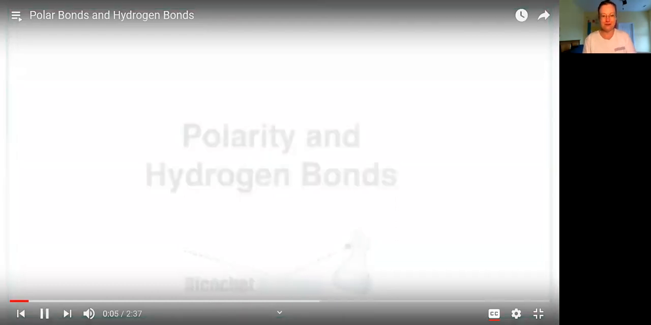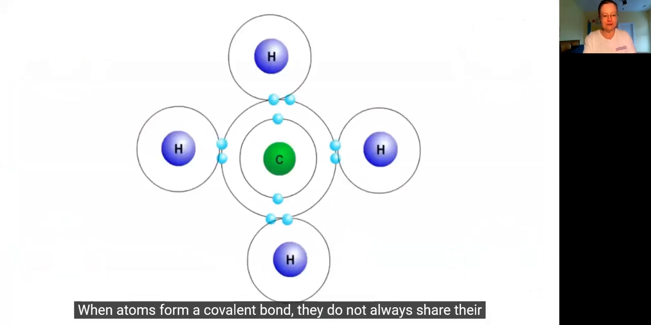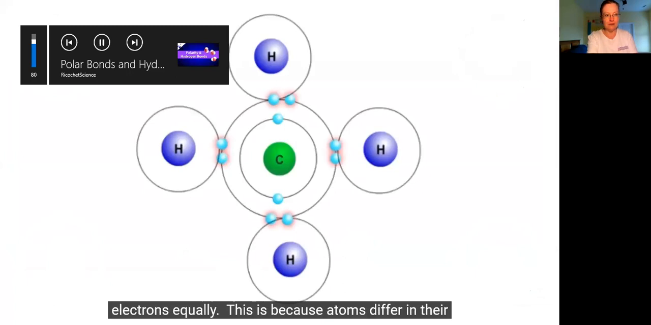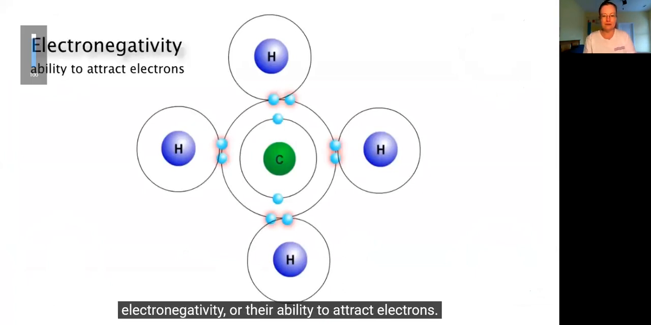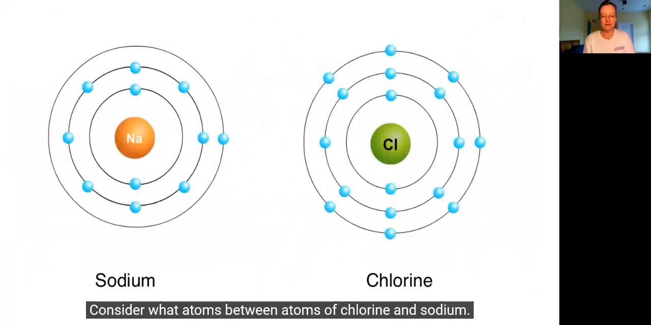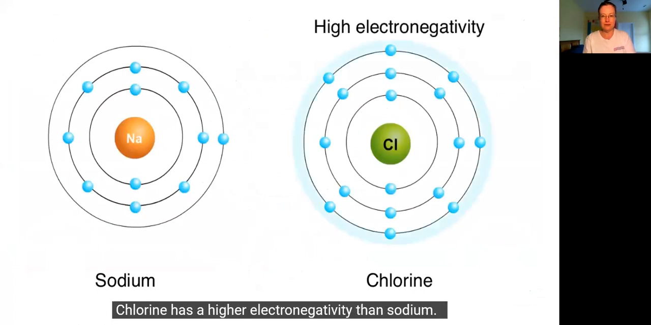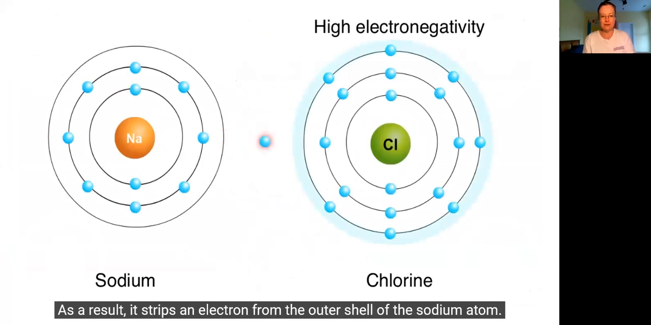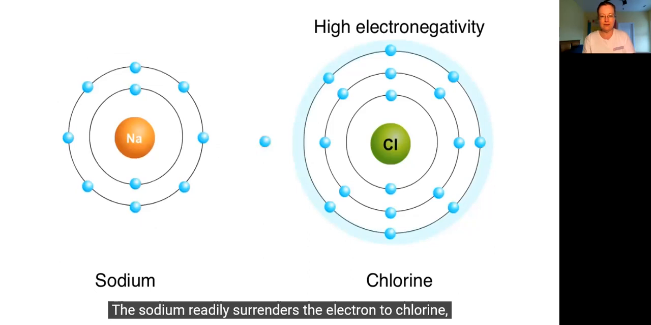When atoms form a covalent bond, they do not always share their electrons equally. This is because atoms differ in their electronegativity, or their ability to attract electrons. Consider what happens between atoms of chlorine and sodium. Chlorine has a higher electronegativity than sodium. As a result, it strips an electron from the outer shell of the sodium atom. The sodium readily surrenders the electron to chlorine because it has lower electronegativity.